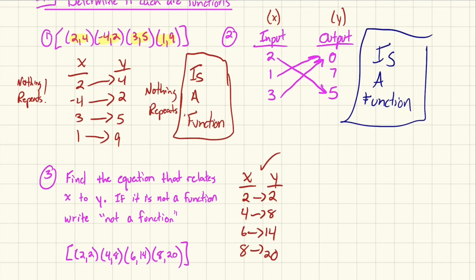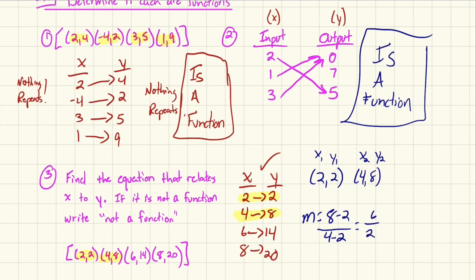So now what we have to do is find the equation that relates x to y. So basically we have to do what we did back in chapter 6 and in lesson 7.1 when we were writing out equations. We need to start by finding our slope. So we pick 2 points. It doesn't matter which 2 points we pick. I'm just going to start with the first 2 here, which is (2, 2) and (4, 8). Label those out, x1, y1, x2, y2. Let's go ahead and find my slope, which is going to be (8 - 2) over (4 - 2), which ends up being 6 over 2, which ends up being 3.